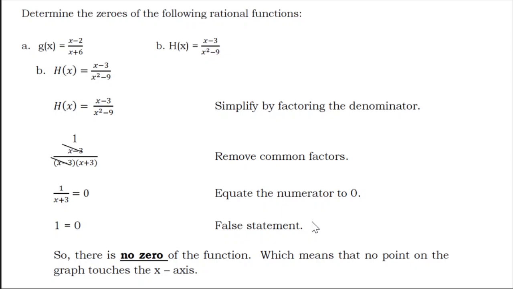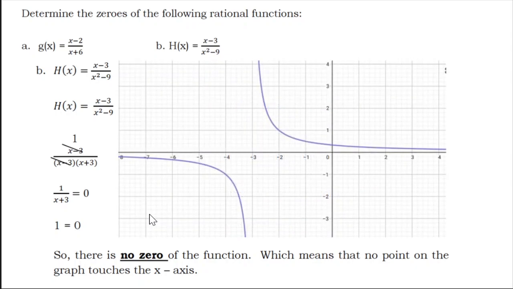If we try to analyze, 1 equal to 0 is not possible. So there is no zero of the function, which means that no point on the graph touches the x-axis. So in the graph, you will find that no part of the graph touches the x-axis.